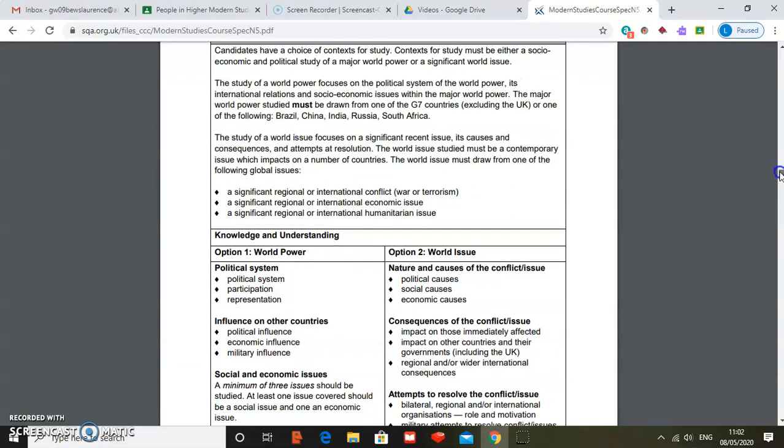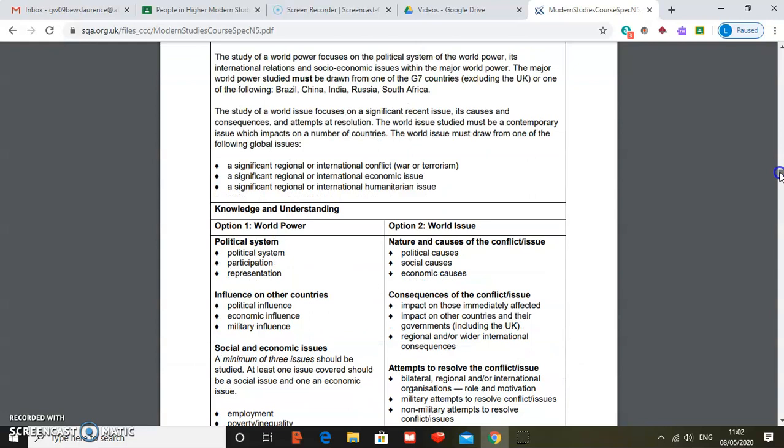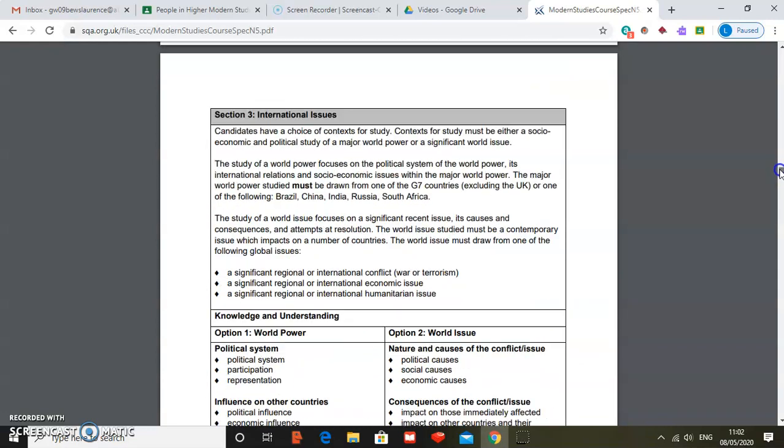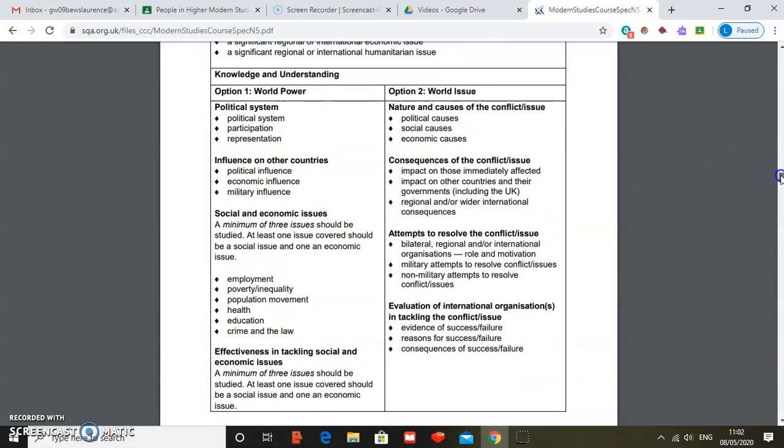And then for the third section, we look at international world power. Okay, and it says here the major world power must be drawn from one of the G7 countries, excluding the UK, or one of the following: Brazil, China, India, Russia, or South Africa. Now we do the USA. USA is a very nice, easy one to do.